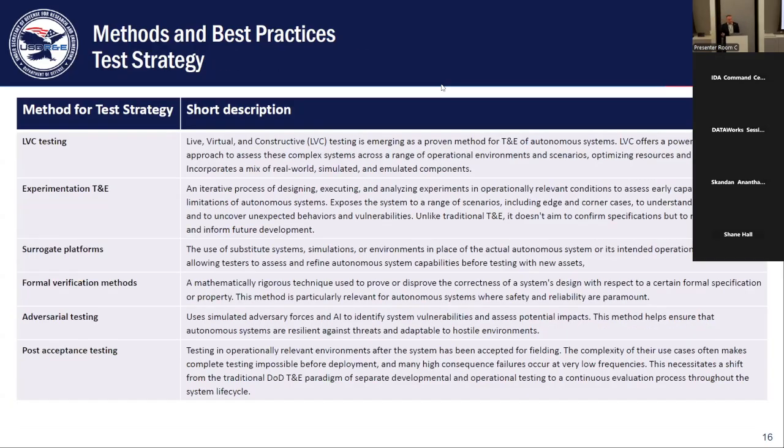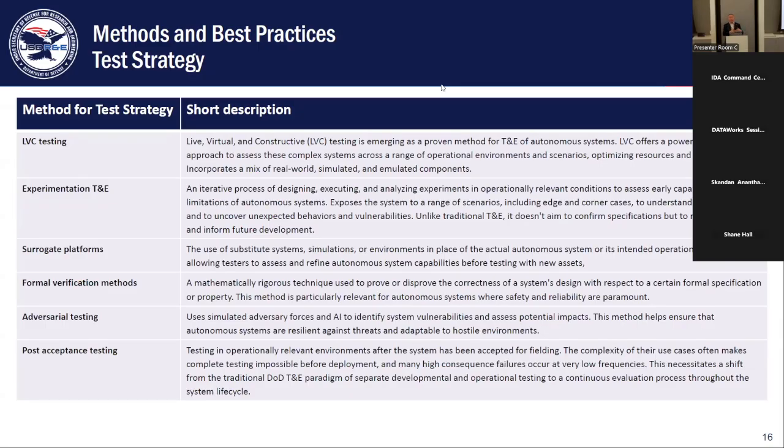Okay, getting into test strategy. Live virtual constructive is right at the top. It's a huge one, right? To be efficient with our resources, we have to only test live things we really need to test live. We need to maximize virtual testing, meaning maybe humans involved, but otherwise simulated, and maximize constructive testing, meaning everything simulated, right? And maybe those are all three combined.